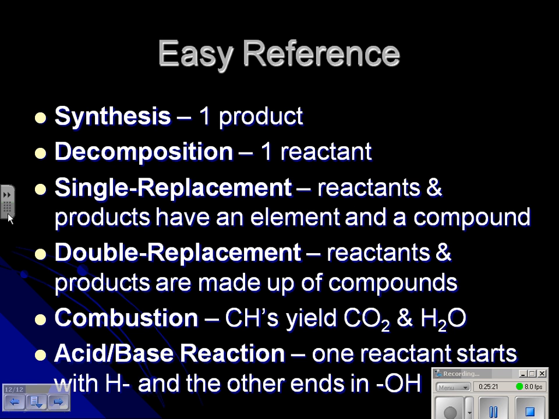For single replacement, both the reactants and the products had an element and a compound. So if it's element and compound, making element and compound, then that is single replacement. For double replacement, it's two compounds forming two compounds. So compound plus compound, making compound plus compound.